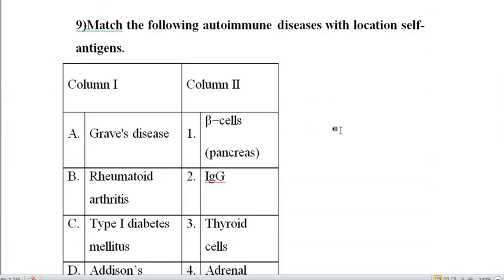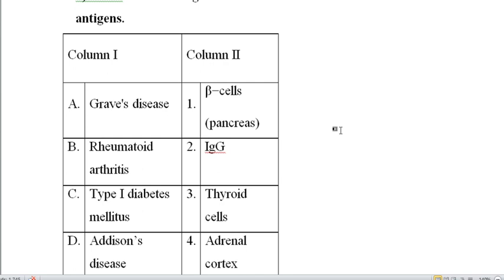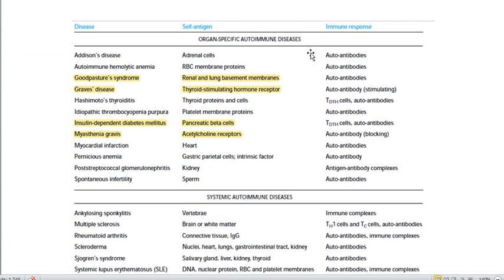Next, they will be asking one question from autoimmune diseases. It might be a match the following question. In this question, they are asking to match the following autoimmune diseases with the location of the self-antigen. I think you can find this particular table or column in a QB book.